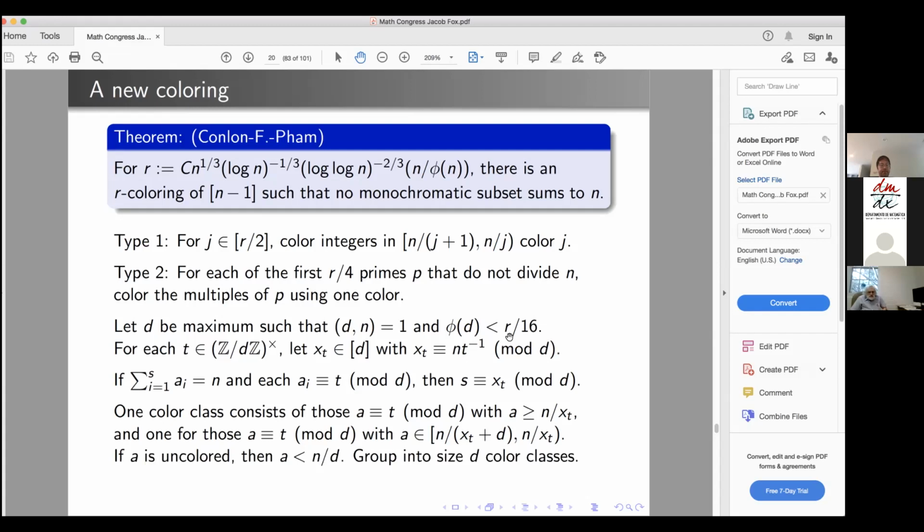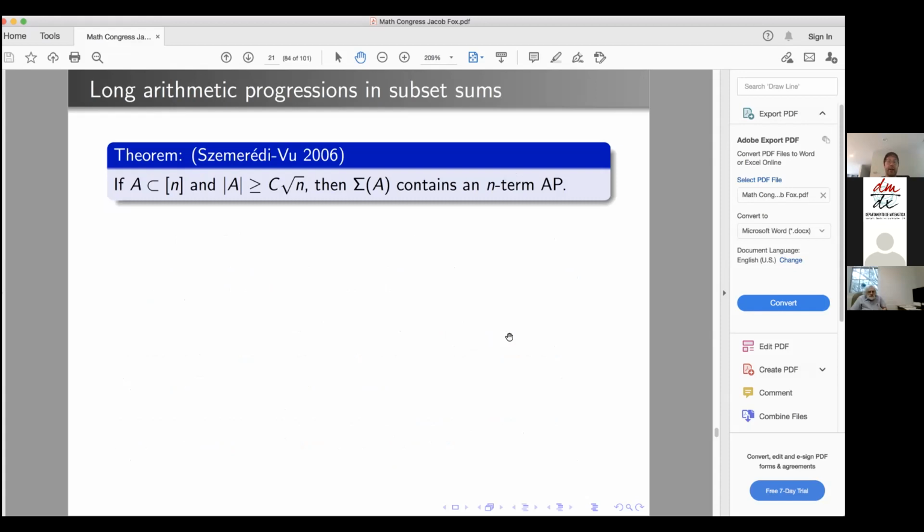Okay. I'll finish with one more interesting application of these techniques. There's a famous problem that was solved by Szemerédi and Vu. It was an old question of Erdős and Moser. And they proved the following result, which helped them prove this conjecture of Erdős and Moser: if you have a subset A of the positive integers from 1 to n, and it has size at least a constant times root n, then sigma of A contains an n-term arithmetic progression. So this is a very nice result of Szemerédi and Vu. It's very useful.